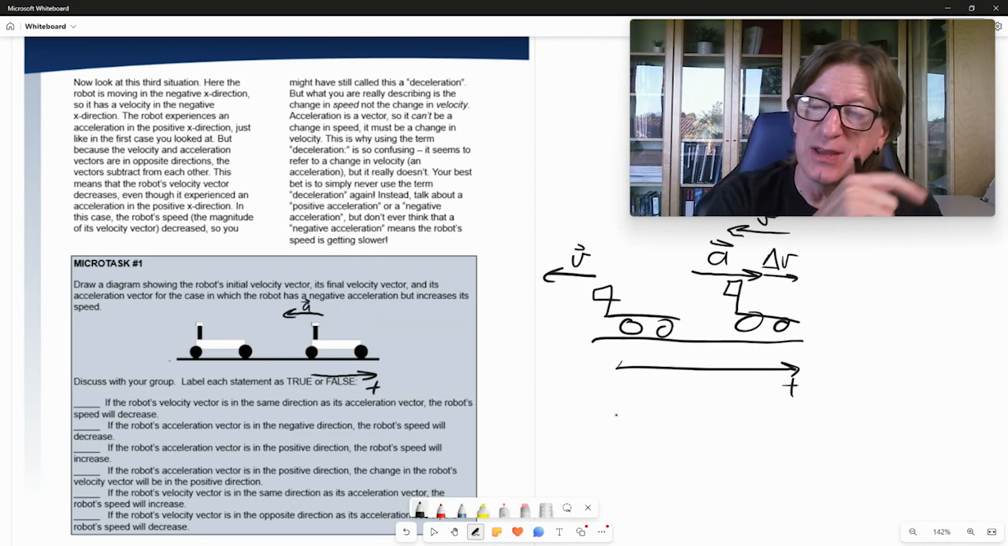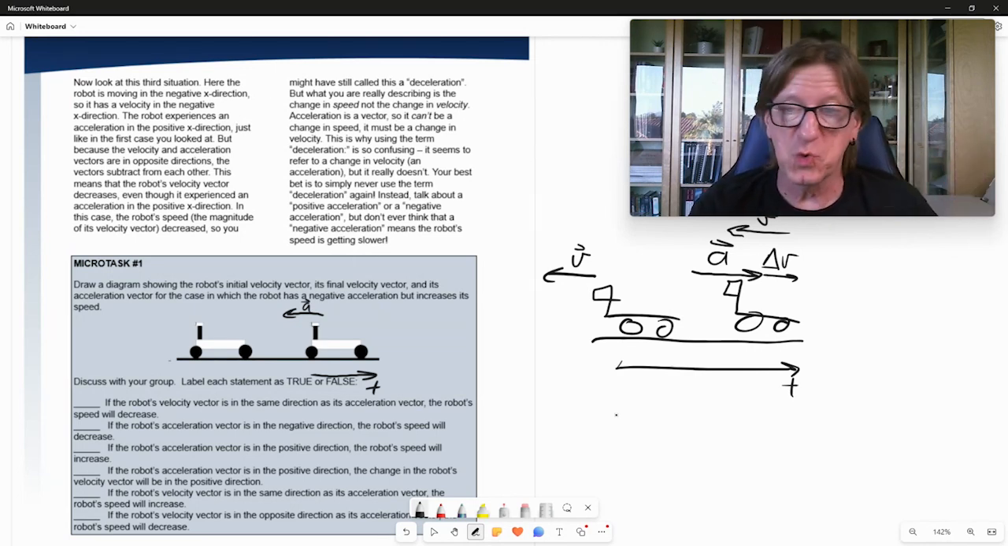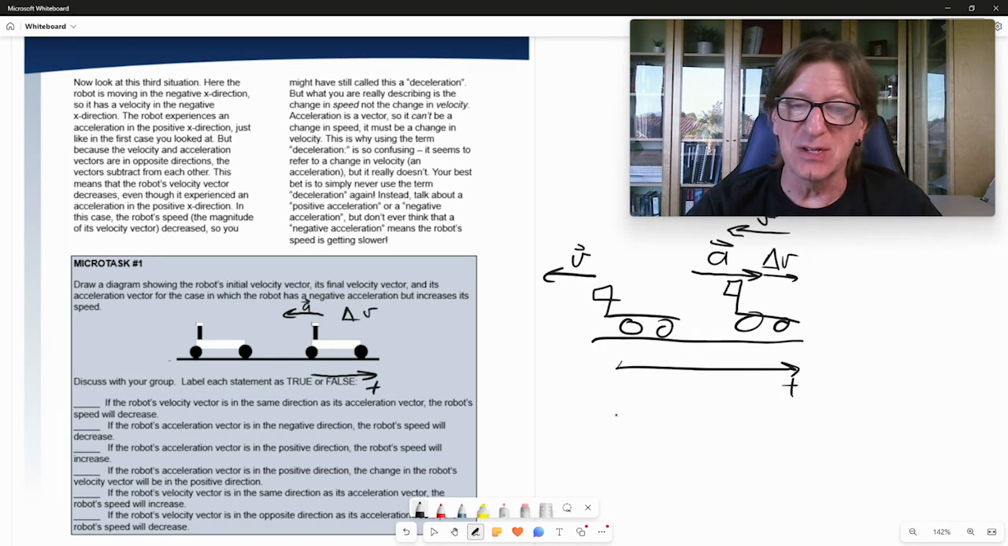Now, if you chose to the left to be negative, that's fine. It just means your negative acceleration is going to be going to the right. Coordinate system doesn't matter as long as you're consistent. All right, but I want it to increase its speed. Well, this tells me that the change in velocity, remember that's what that means, needs to be in this direction. So my original velocity must be in this direction. It must be in the negative x direction.